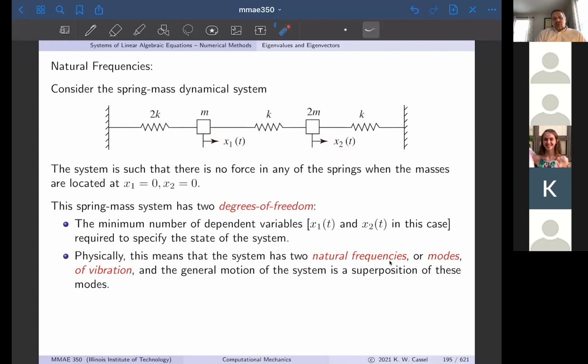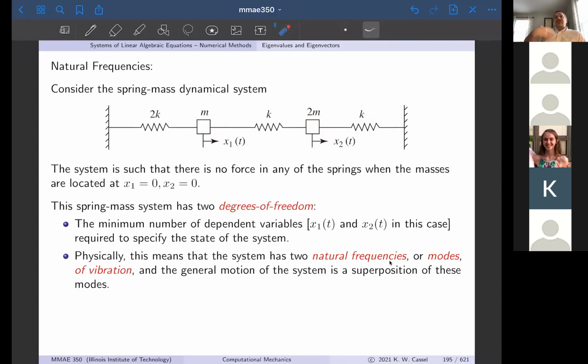Now these are such that when everything is in its neutral position, so the left mass x1 is equal to 0, the right mass x2 is equal to 0, there are no forces in any of the springs. Everything is in nice equilibrium and nothing happens. And so the question is, if I take this mass and pull it to the right some distance, and then I let it go, this spring mass system is going to wibble wobble back and forth, left and right. Both of the masses will be oscillating back and forth.